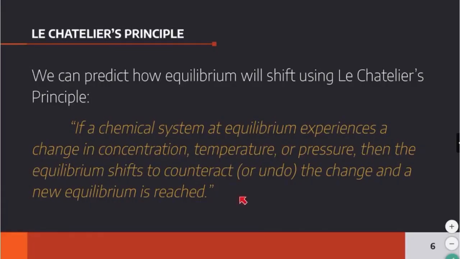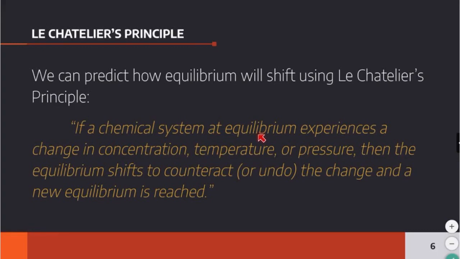Now, we can predict how equilibrium will shift by using what's called Le Chatelier's principle. It's a French name, it looks like it's pronounced differently, but it's pronounced Le Chatelier. And Le Chatelier's principle says this: if a chemical system at equilibrium experiences a change in concentration, temperature, or pressure, then the equilibrium shifts to counteract or undo the change and a new equilibrium is reached.